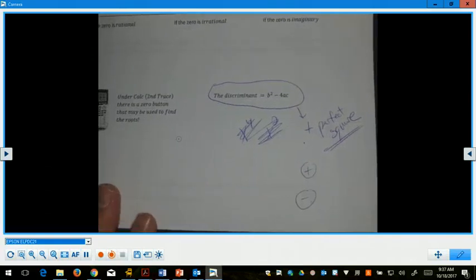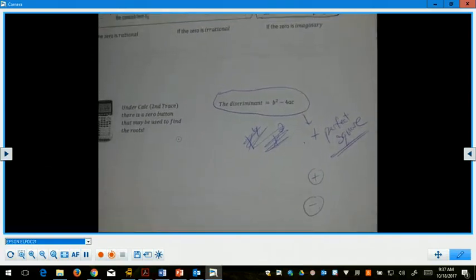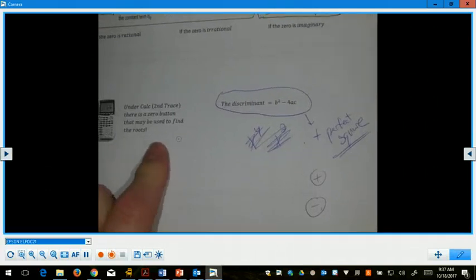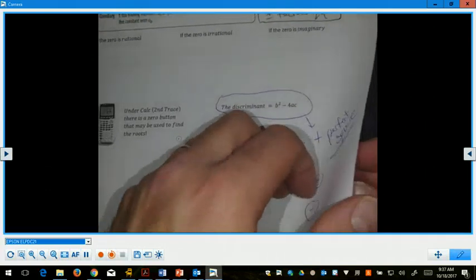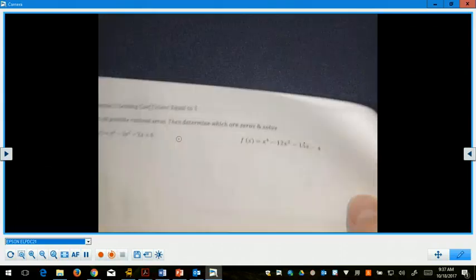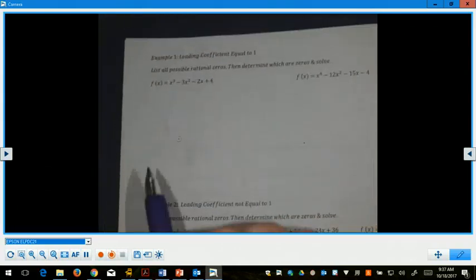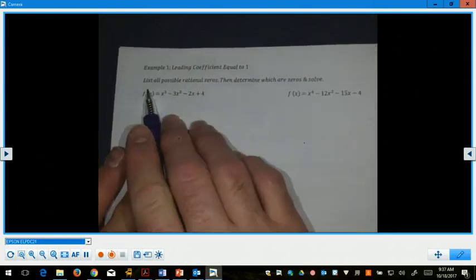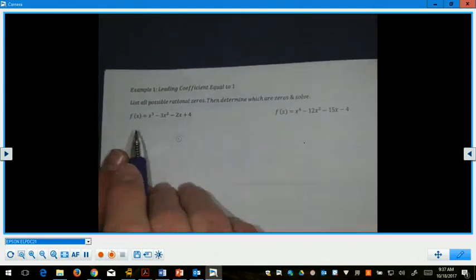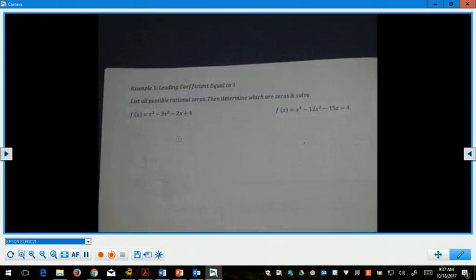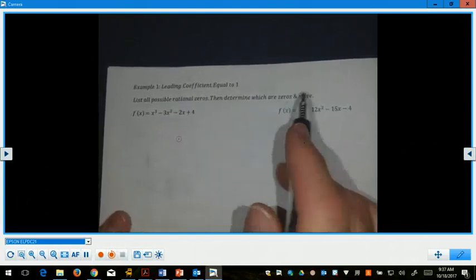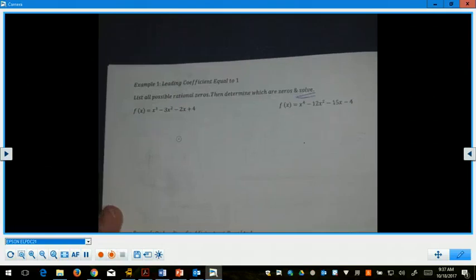But we can actually use the graphing calculator, so we'll do that with one of our first functions. We can trace it to see if we can find the zeros. We can also do second trace to calculate the zeros, just like we did the local maximum and local minimum when we were doing extrema. So for this problem, we're supposed to list all possible zeros, then determine which are zeros and solve.